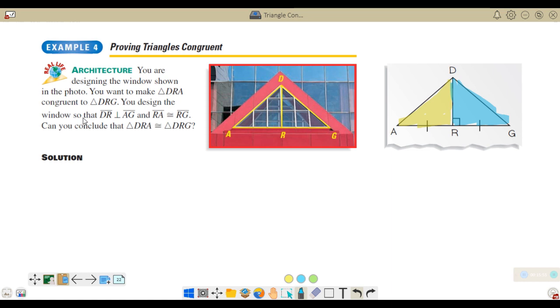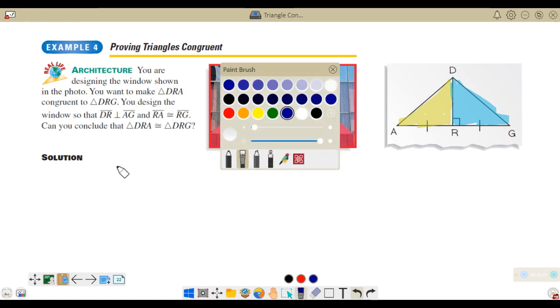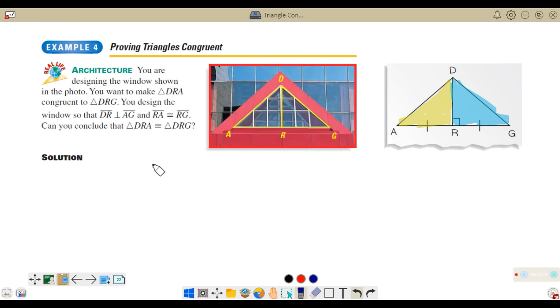You design the window so that DR is perpendicular to AG. Okay. And RA is congruent to RG. Can you conclude that DRA is congruent to DRG? And how? Okay. So, what can be our solution here? Let's make a two-column proof again. Then let's decide what elements we will use.